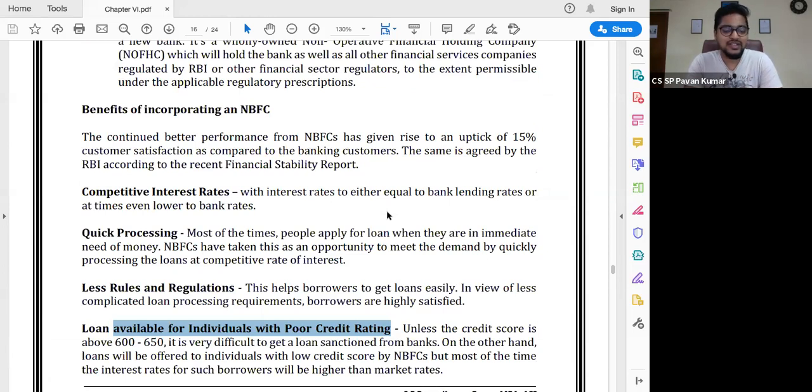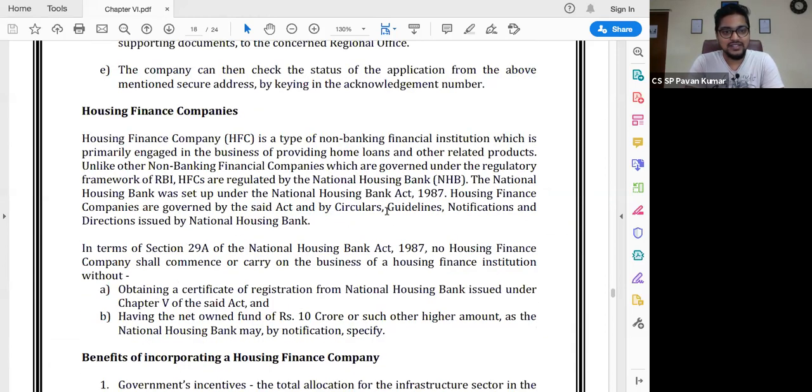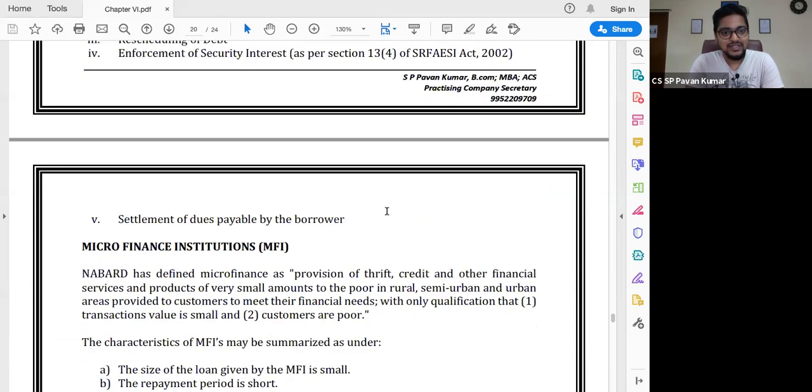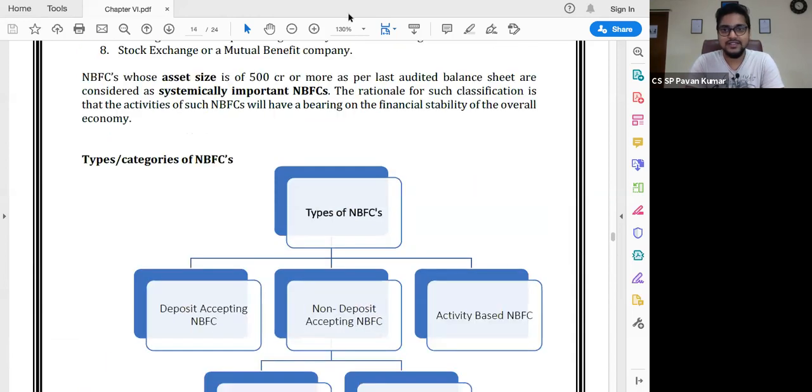So all these things are some of the advantages of registering an NBFC company. How to register an NBFC company and all these things, we'll see in the next class. We'll discuss a little more on how to register and all. Let's see it in the next class.